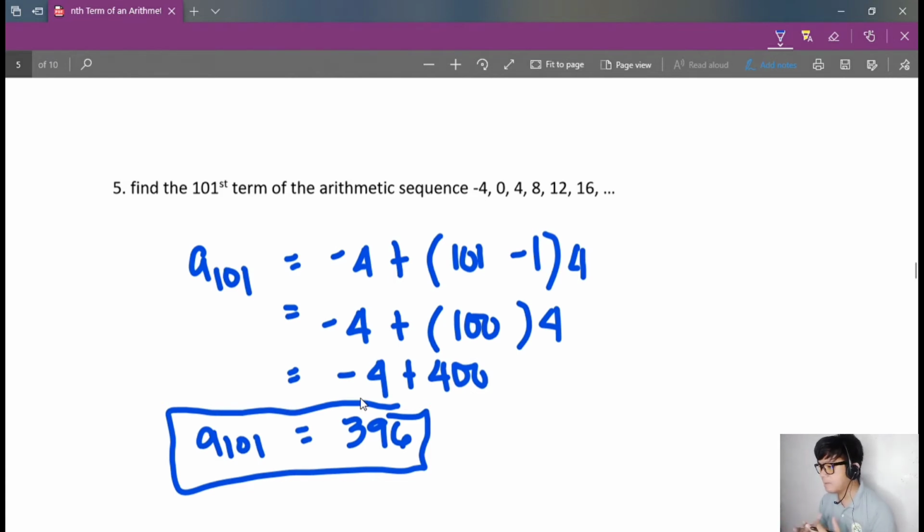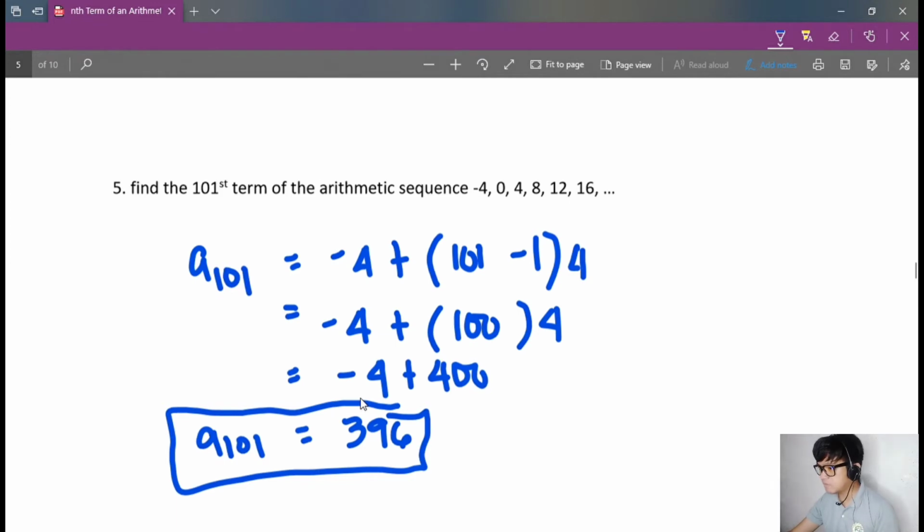Kung hindi natin alam yung formula, siguro abutin tayo ng siyam-siyam sa pag-solve. Kasi we will add successively. Imagine, you're going to add for 101 times. So, 16 plus 4, 20, plus 4 again, 24, 28, 32. And along the way, siguro magkakaroon kayo ng mali sa pag-add. So, mali na lahat. Yung sagot mo, final answer mo, may tendency na magkakaroon ka ng mali.